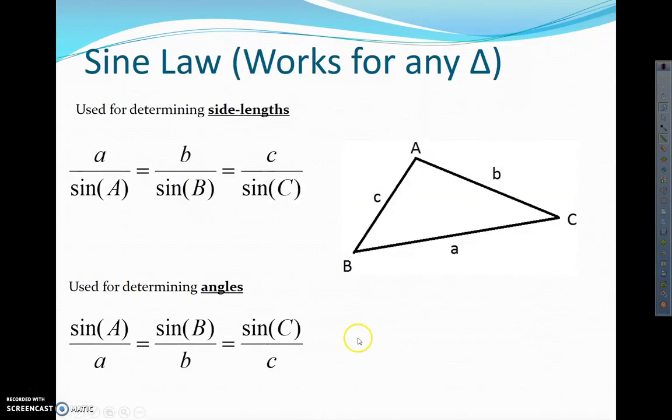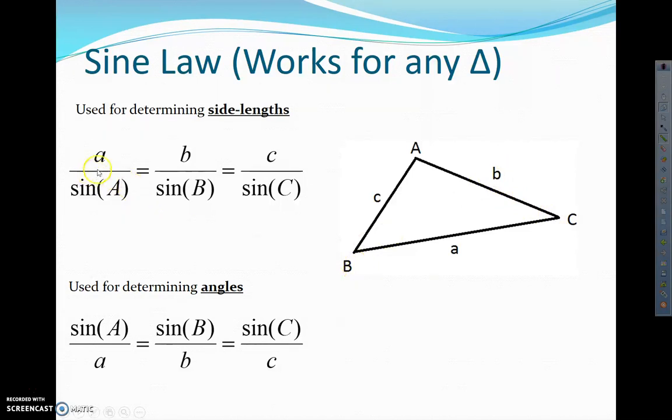Sine Law works like this. We've got a triangle and we've labeled it based on this here being angle A, angle B, and angle C. I represent those as being capital letters. And across from each vertex or angle, it has a lowercase letter. So this here would be side length a, which is across from angle A. This here is side length c, which is across from angle C. And this here is side length b, which is across from angle B.